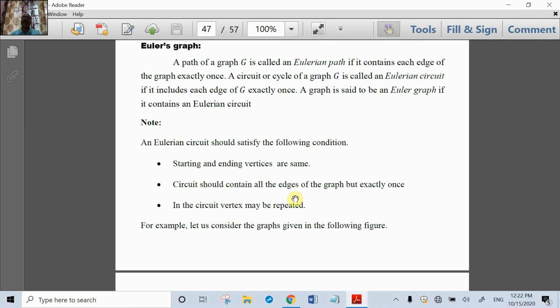An Eulerian circuit should satisfy the following conditions. Starting and ending vertices are the same. The circuit should contain all the edges of the graph but exactly once. The circuit vertex may be repeated.